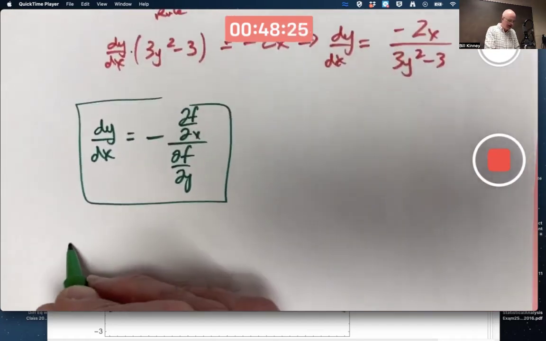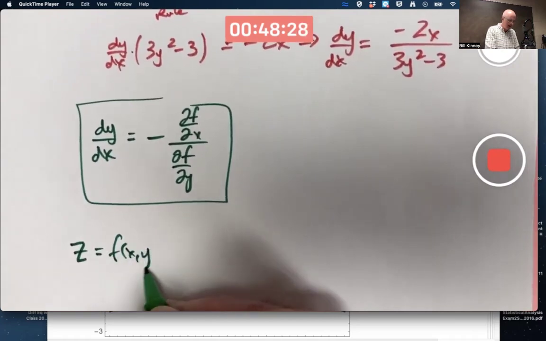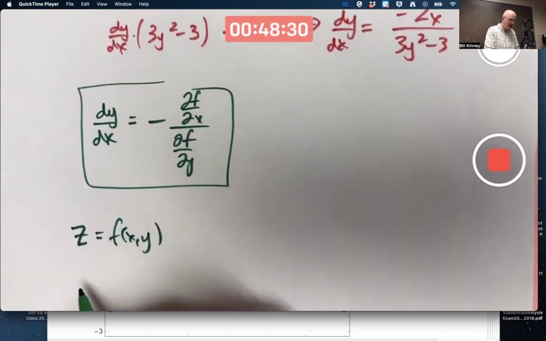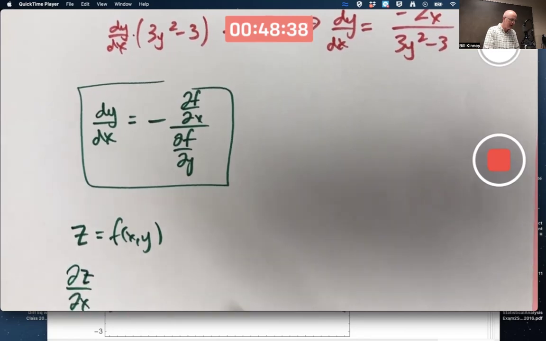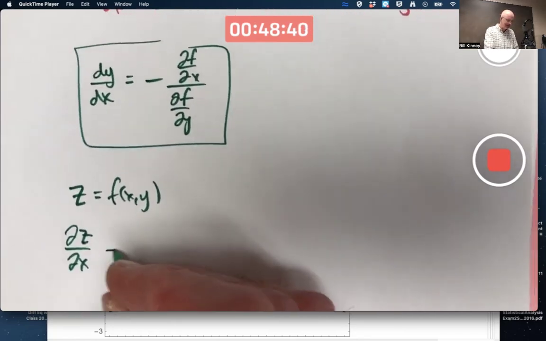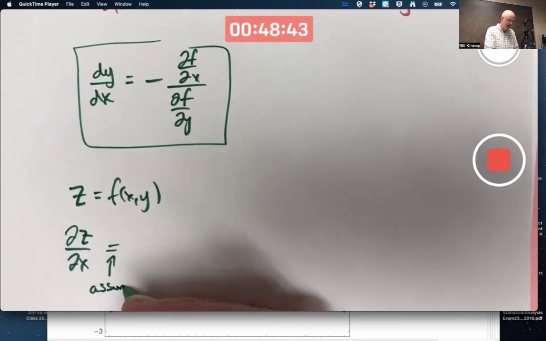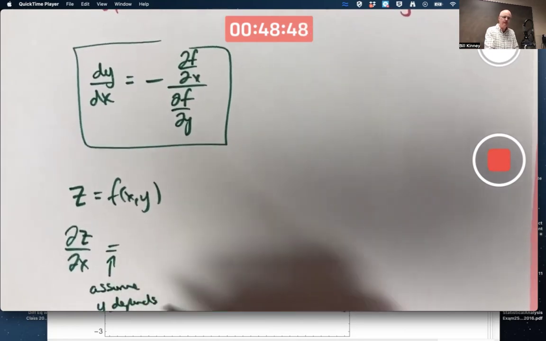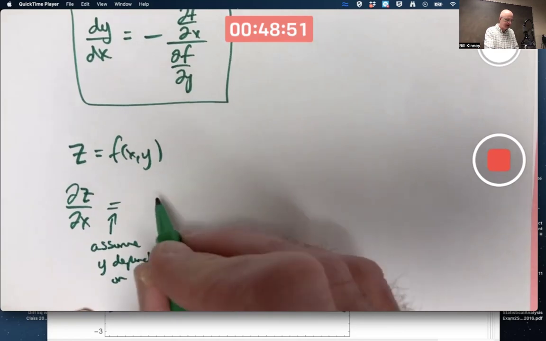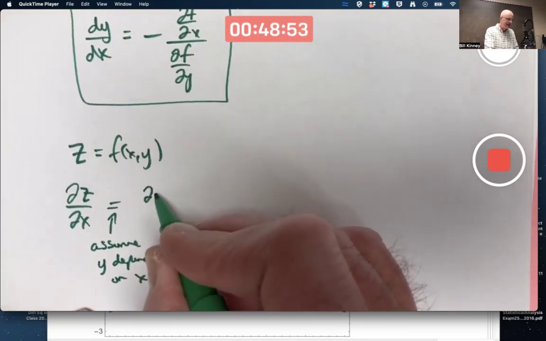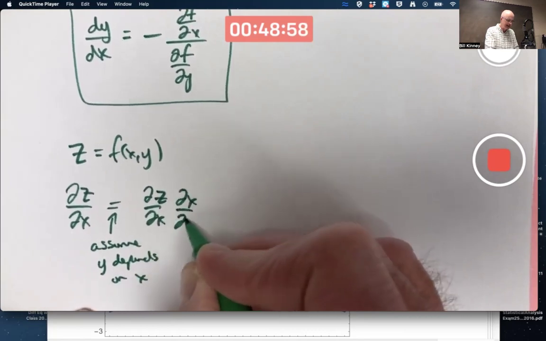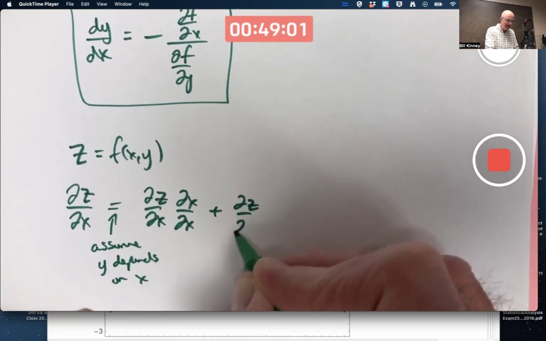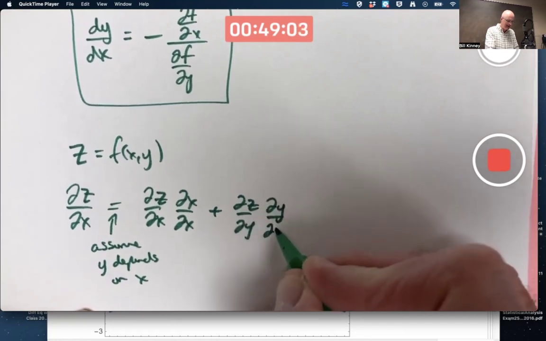You look at this equation, z equals f of x, y, and you try to find the partial of z with respect to x, assuming y depends on x, using the multivariable chain rule. Same assumption you do with implicit differentiation. And what you get is dz/dx times dx/dx plus dz/dy times dy/dx.